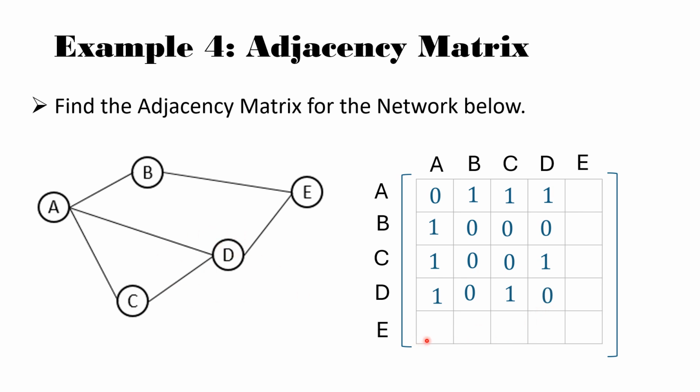So let's fill in our last row and column. Then I have E to A. There's actually no link between E and A, so that's a 0. Equally, there's no link between A and E. There is nothing there. Then I fill in here, which is E to B.